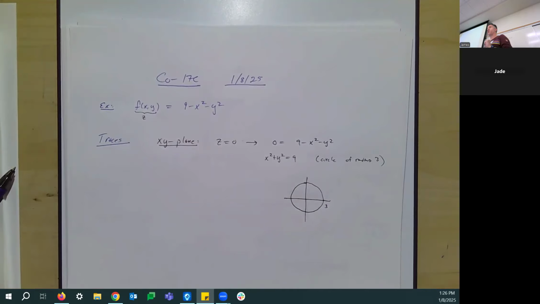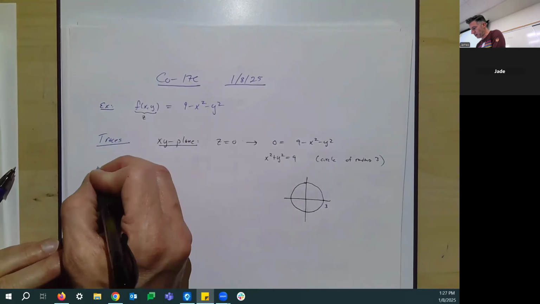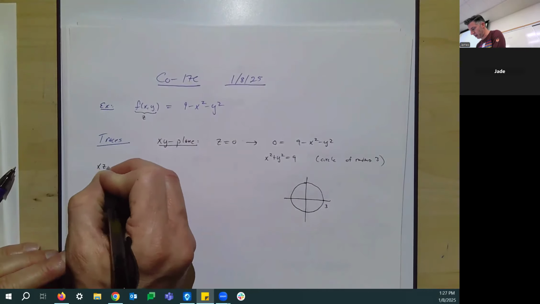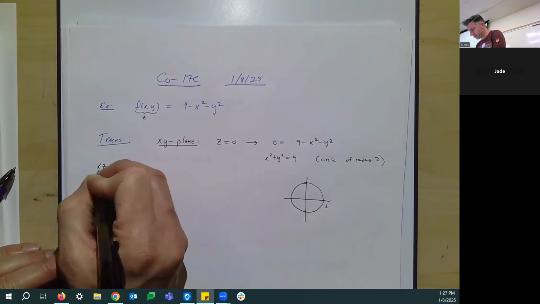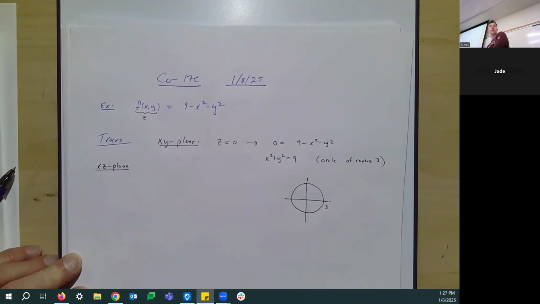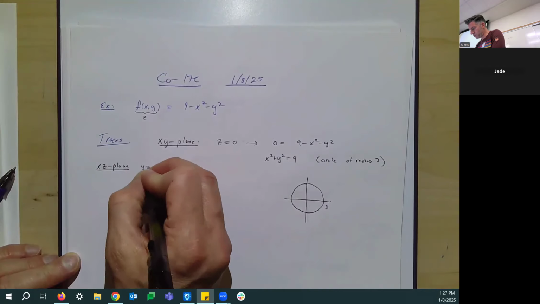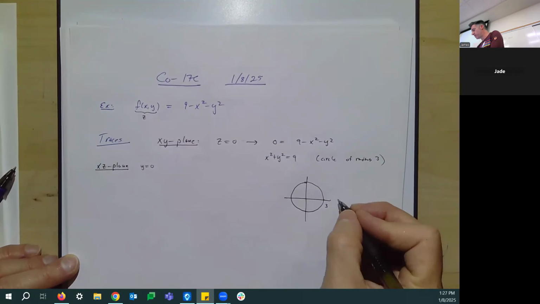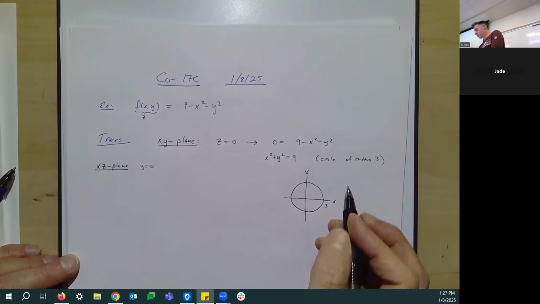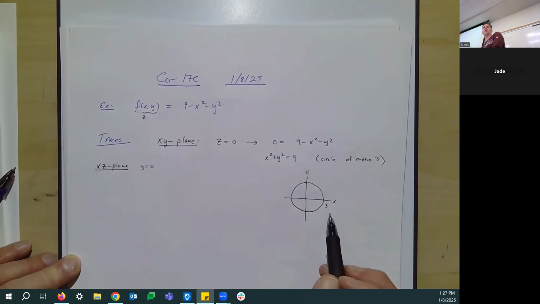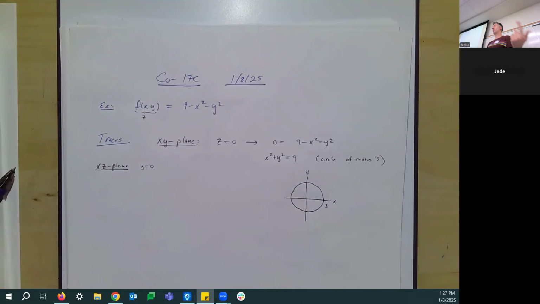Let's look at the other 2 traces. In the xz plane, we're going to let y equal 0. I would say it's pretty standard when you're drawing the traces to draw the xy plane with x as the horizontal and y as the vertical, like we usually would. For the other two traces, it's almost always typical to draw the z axis as the vertical axis and either the x or the y as the horizontal axis.